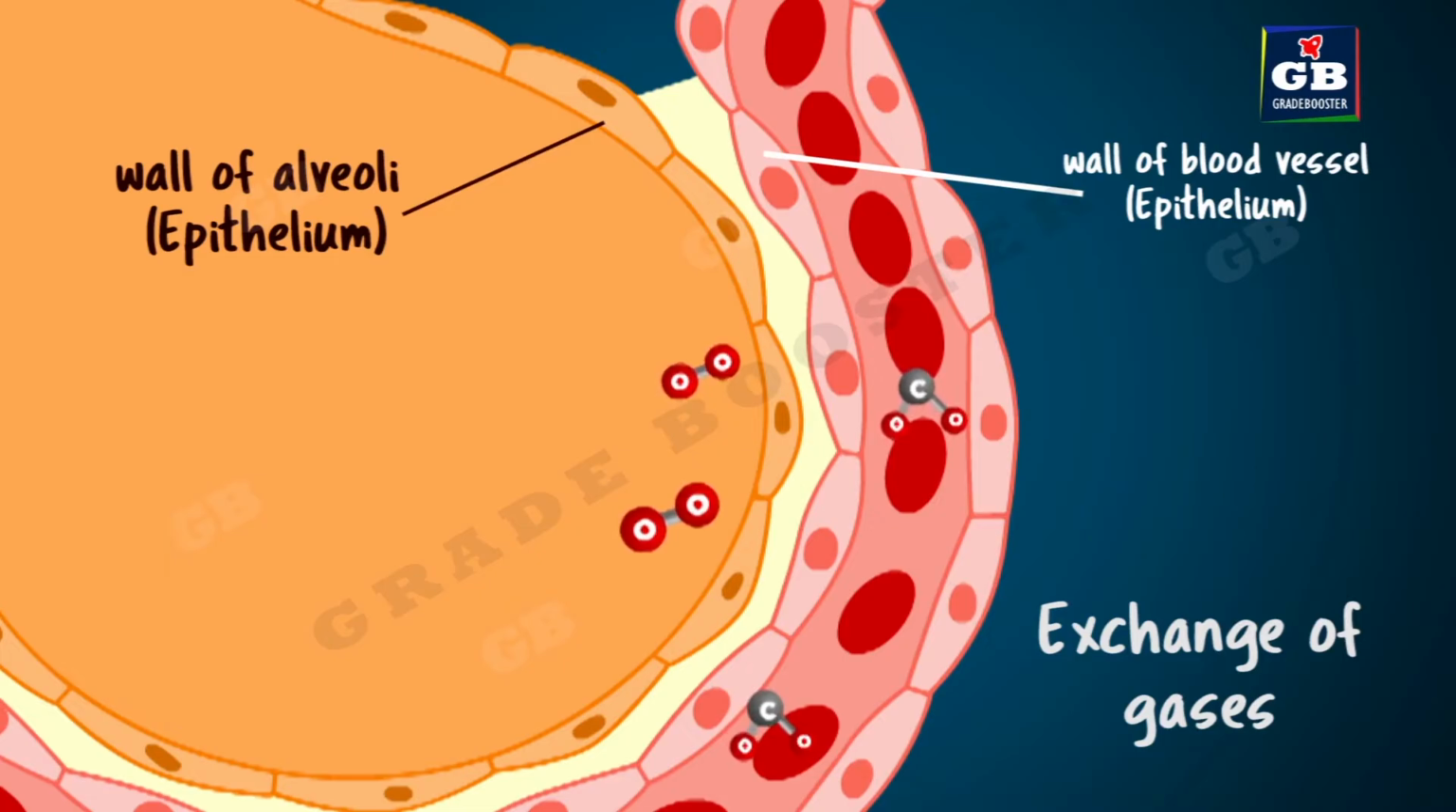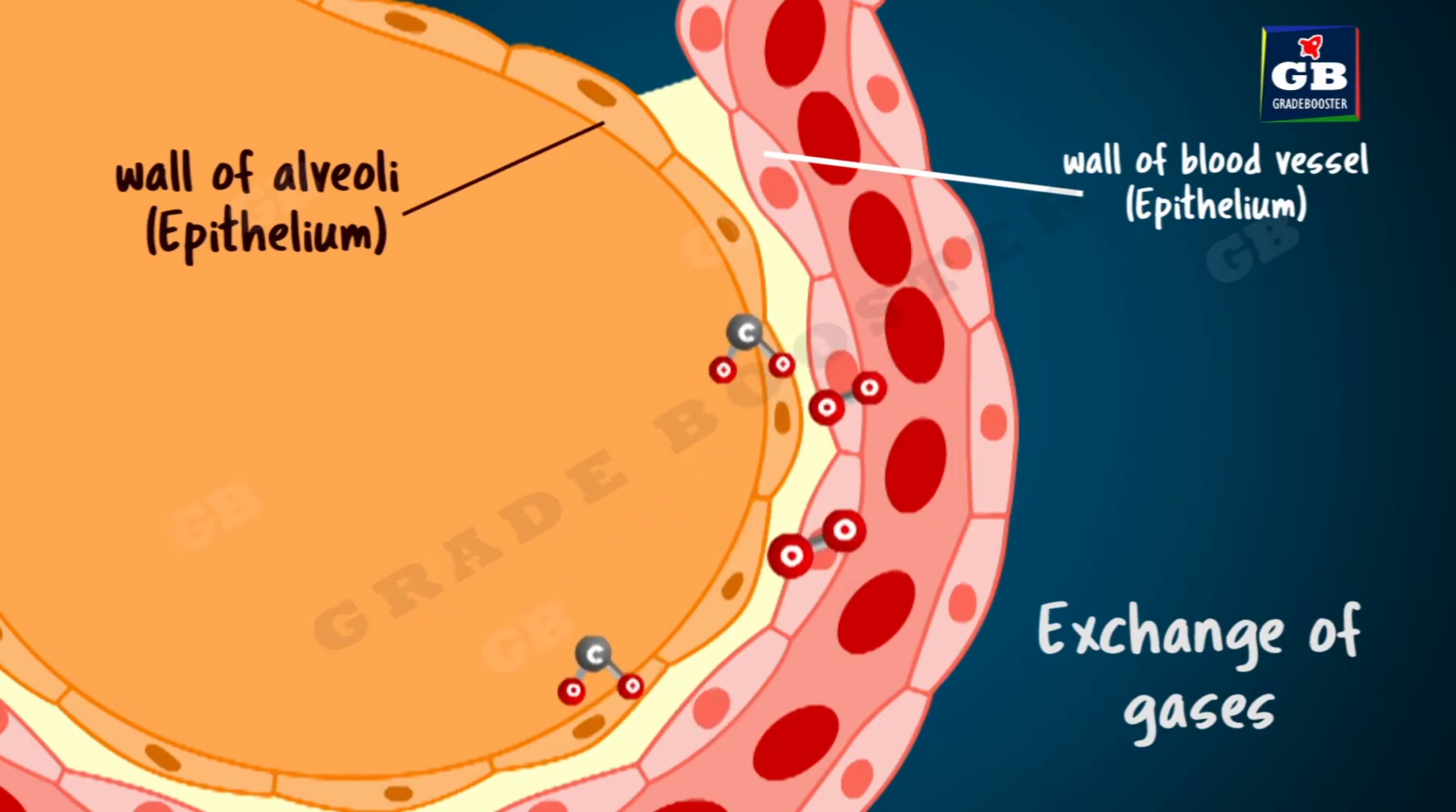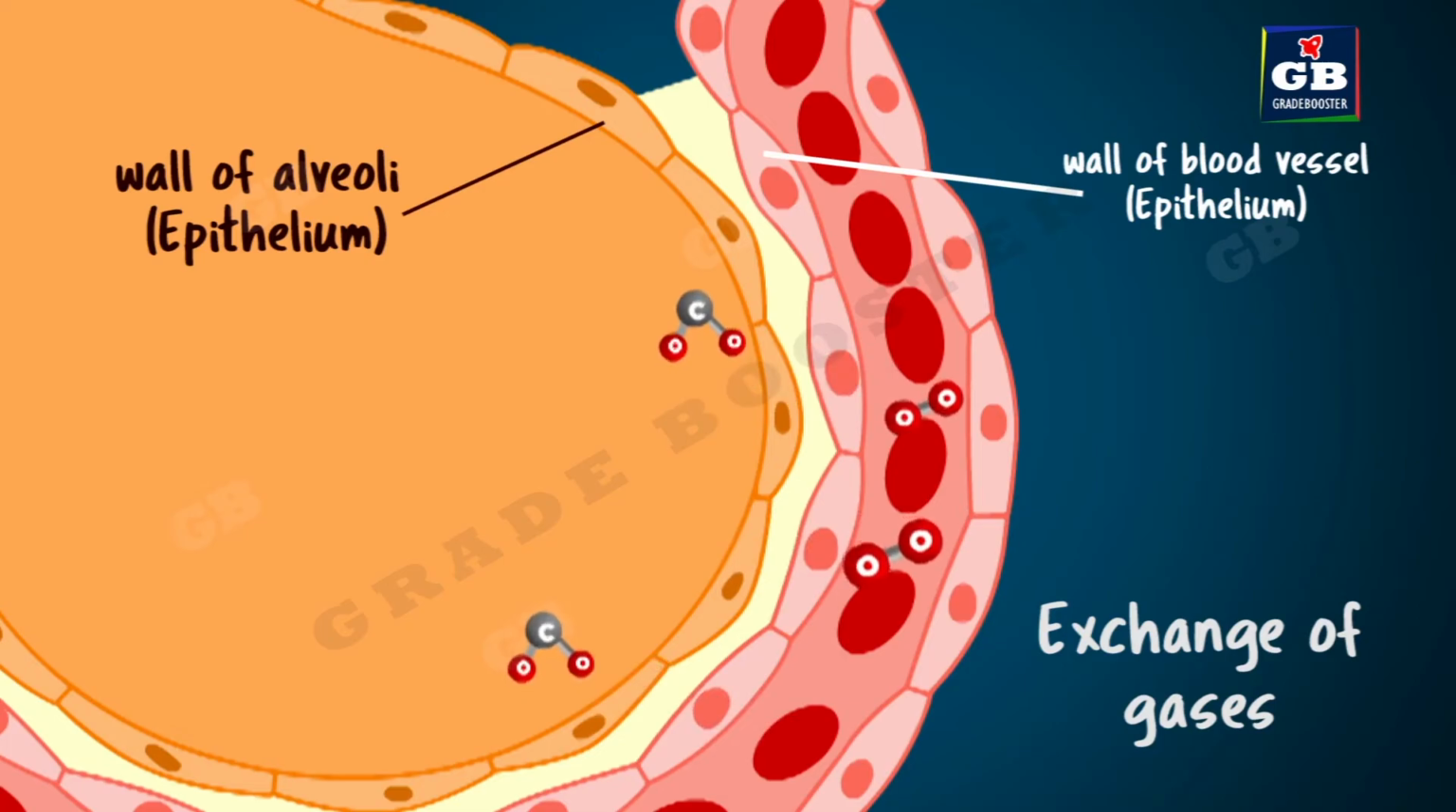For example, the air in the alveoli contains oxygen. It has to cross the wall of alveoli and wall of blood capillary to enter our blood circulatory system. Since these walls are made up of simple squamous epithelial tissue, the oxygen can easily enter our bloodstream. In the same way, carbon dioxide from our blood reaches the alveoli and gets exhaled out.